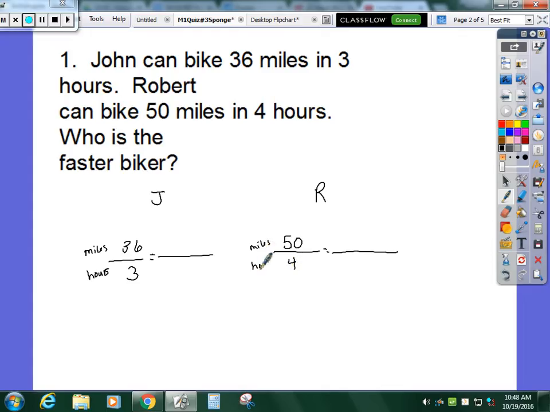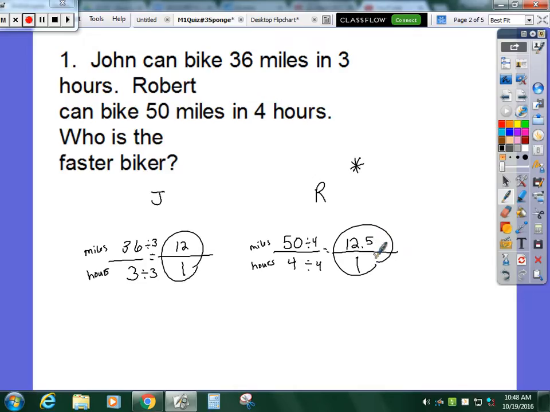Okay, now you have to scale it down. You cannot compare these two. They're biking for two different amounts of time. Scale it down to the unit rate, which is a fancy word for one, and see how many miles they can bike per hour. John can bike 12 miles per hour. Divide by 4, divide by 4. Robert can bike 12.5 miles per hour. Okay, which really means Robert is the faster biker. He can go a half a mile more per hour than John.